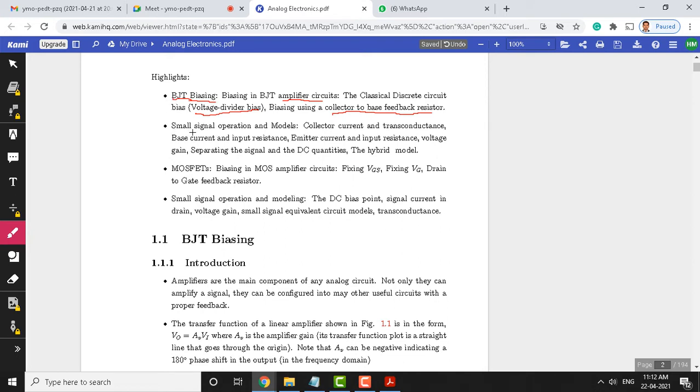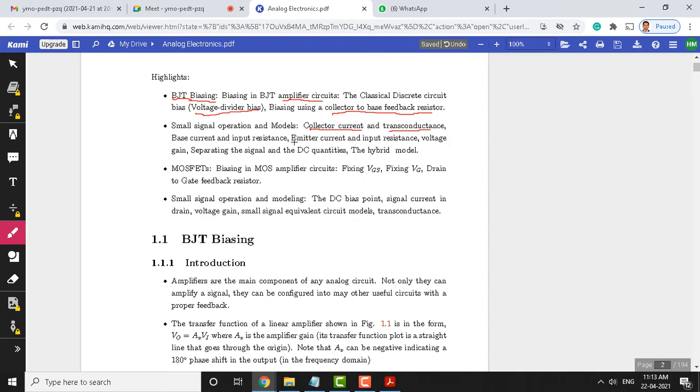Next highlight of this module 1 is small signal operation and models. Here we will discuss the output current, which is particularly the collector current. What is the magnitude of collector current flowing in the output of a circuit? When it comes to a BJT based amplifier circuit, we discuss the collector current. When it is MOSFET, we talk about drain current. And the transconductance is also an important parameter of the MOSFET, that also we will discuss here.